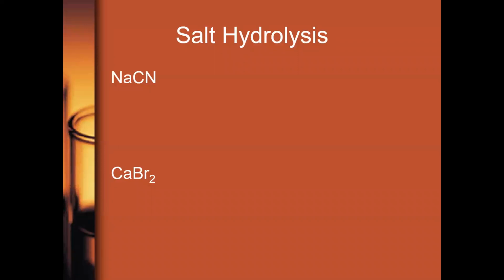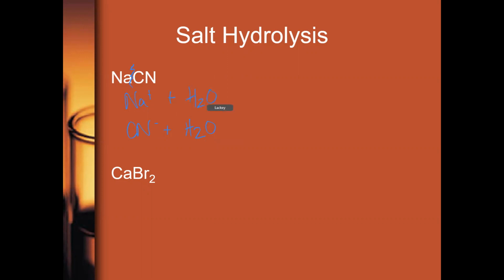All right, let's look at a couple more examples. Here we have sodium cyanide. Again, we're going to split it between the cation and anion, and we are going to react both with water to see if this salt is acidic, basic, or neutral.